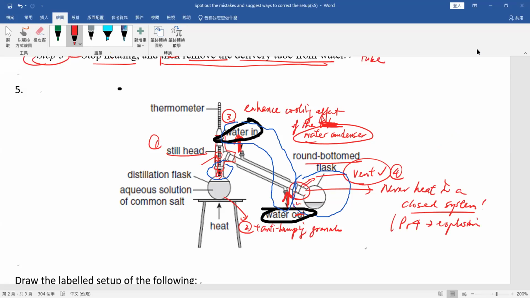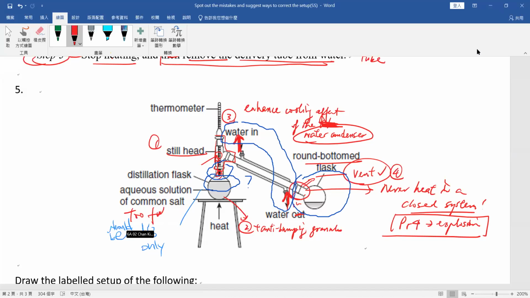But indeed, we have got 5 mistakes. What is the 5th mistake? Somebody circled the solution and put a question mark. Why? It's too full. The solution is too full. The flask is too full. So what will happen?